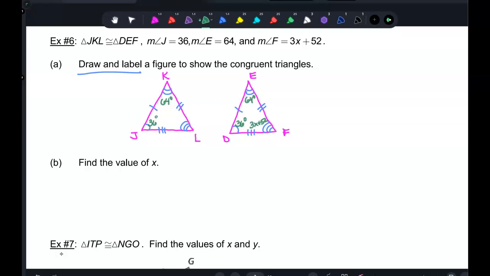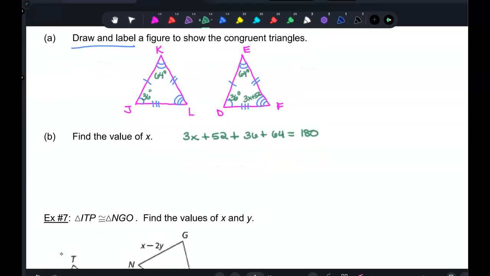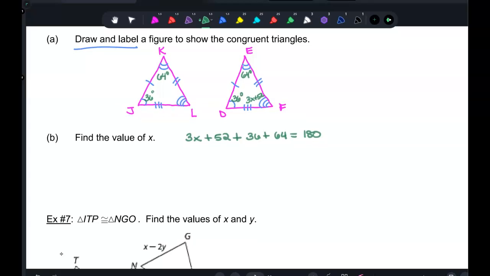Okay, we could do that. Or what do we know about all three angles in a triangle? 180. So we're going to use, so do you want to just do that? 3x plus 52 plus 36 plus 64. Remember, all three angles in a triangle have to add up to 180. So once we use the corresponding parts, then I can solve for X. Okay, 36 and 64 and 52. If you have a calculator, I see a couple. Wait. It's 152.